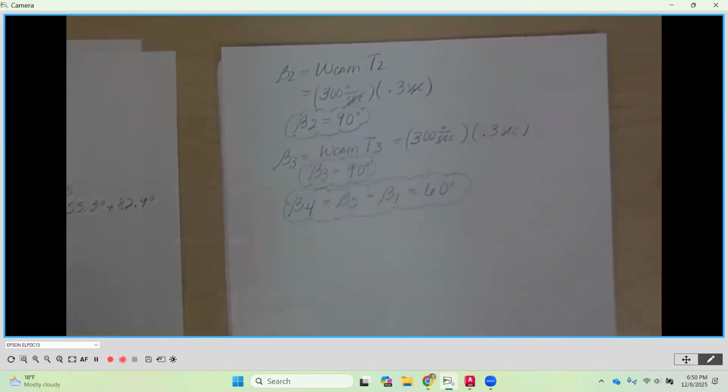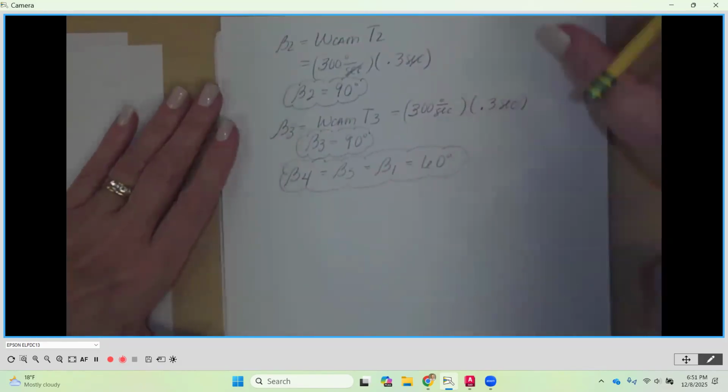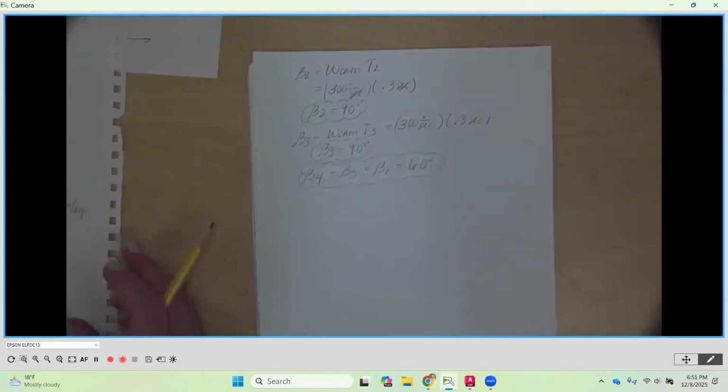Now that we have all of our betas, we are ready to create our displacement diagram. I'm just going to double check. Is everybody here where I'm at right now? Actually, we should do one thing before we do our displacement diagram. What should that be? Add them up all together. Exactly, David. Add them up all together to be sure that they add to 360.